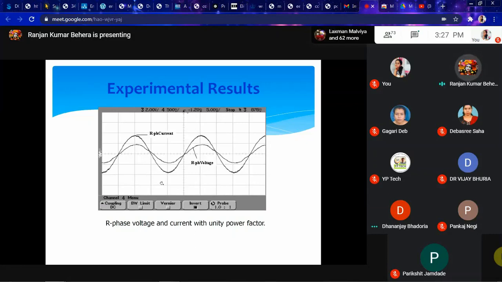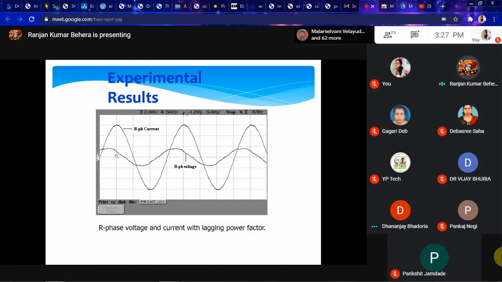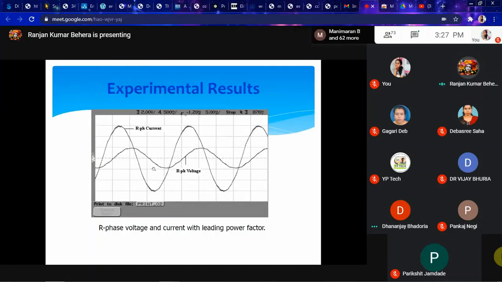And if you see, this is our simulation, and this is the experimental result. You can see this converter is operating at unity power factor. And this one, you can see that it is operating at lagging power factor. And in this experiment, you can see that it is operating for the leading power factor. So at any desired power factor, you can design this system.